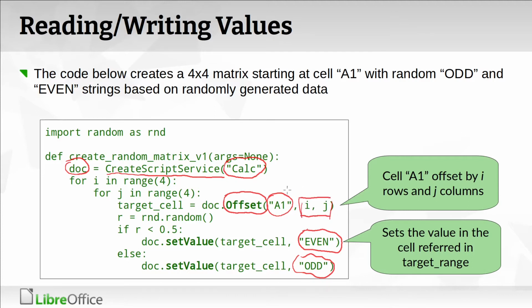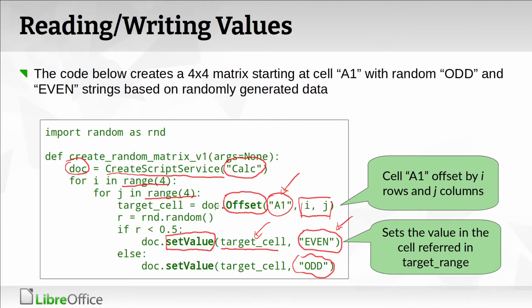Suppose we have cell A1 here, we can offset it by a certain amount of rows and columns, and with this we can traverse a range. So I used here a 4x4 matrix, okay? And then we use the doc.SetValue method to write some string into the target cell.